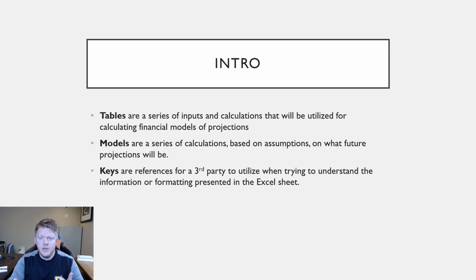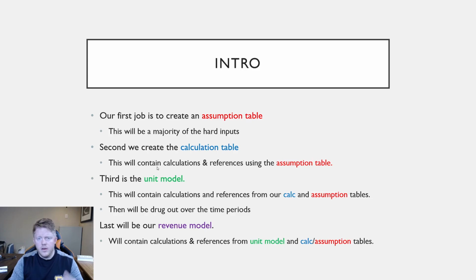Tables are a series of inputs and calculations that will be utilized for calculating financial models of projections. Models are a series of calculations based on assumptions on what future projections will be. And keys are references for a third party to utilize when trying to understand the information or formatting presented in an Excel sheet. So that's kind of a brief introduction of what's going on here. So this specific sheet's going to have 4 steps to it.